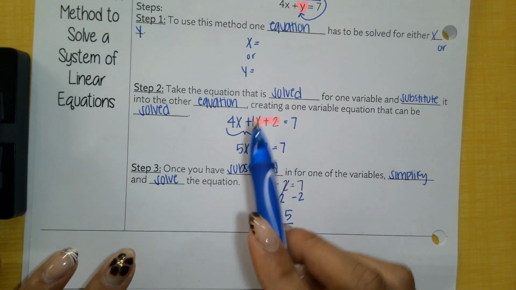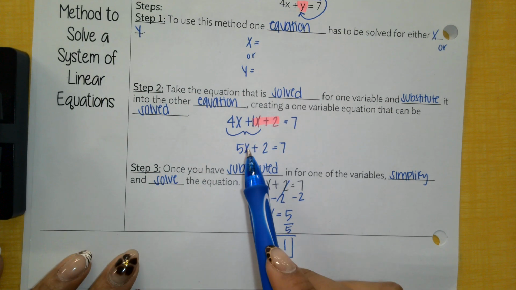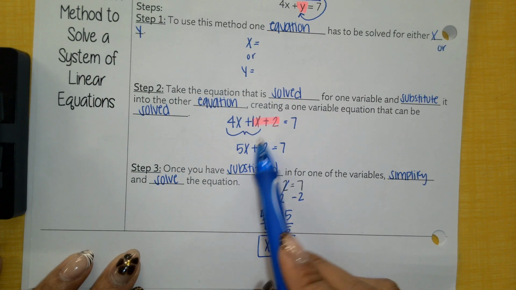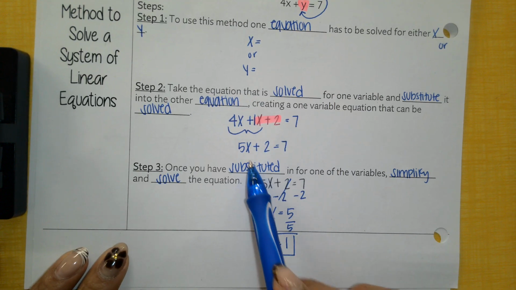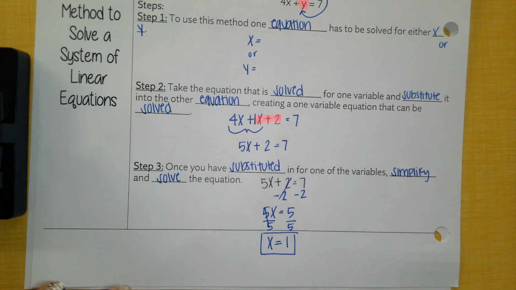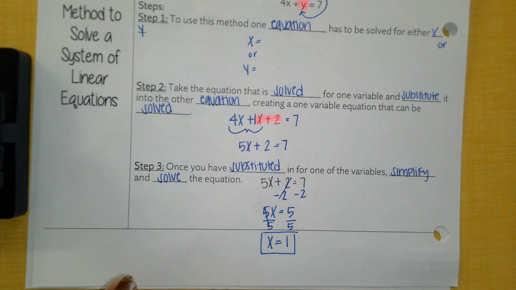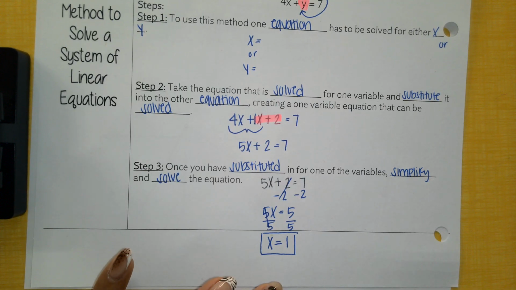Now this is why we do the substitution method, because it's easier to solve when there's only one variable. If the y was still there, it would be harder to solve for. So that's why we substitute it in and then solve for x. So we have our x value, however, we need a y value. So that means I have to solve for y somehow.